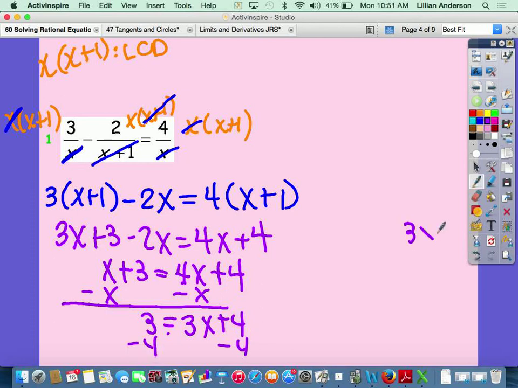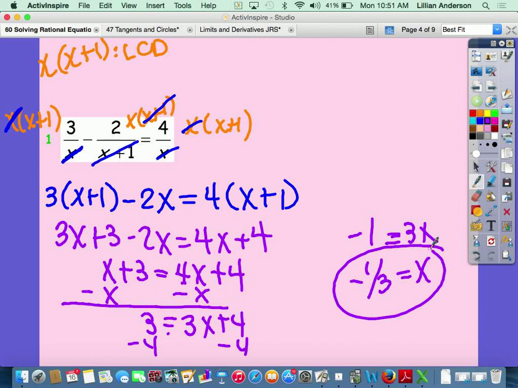So 3x equals negative 1, and x equals negative 1/3. There's step 4: simplify and solve.